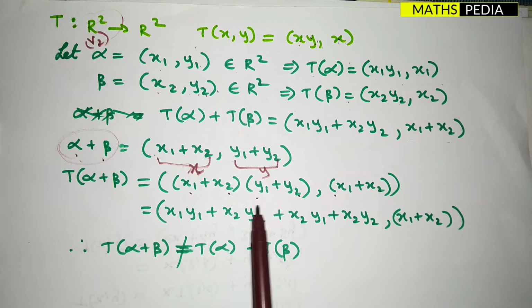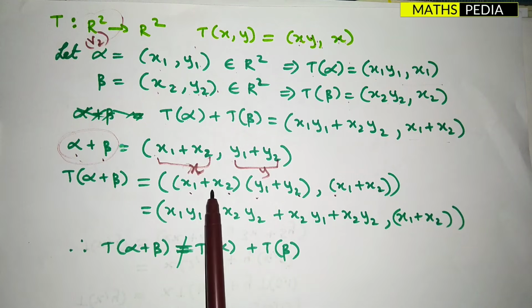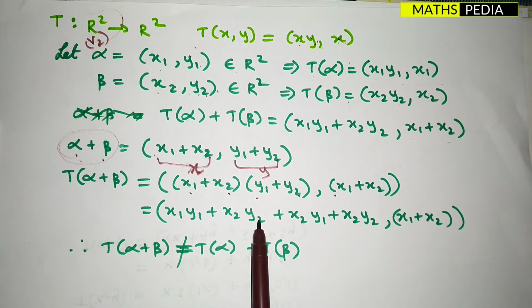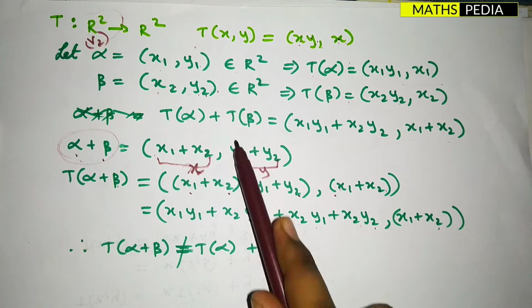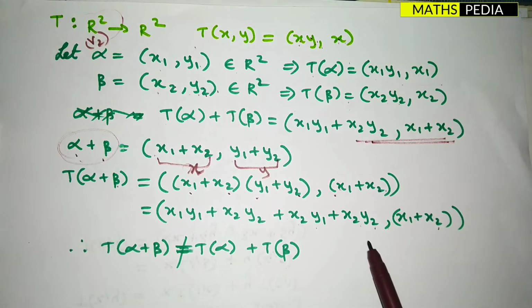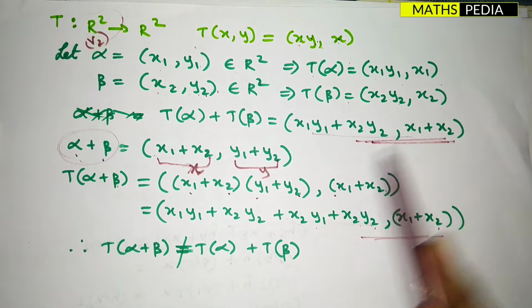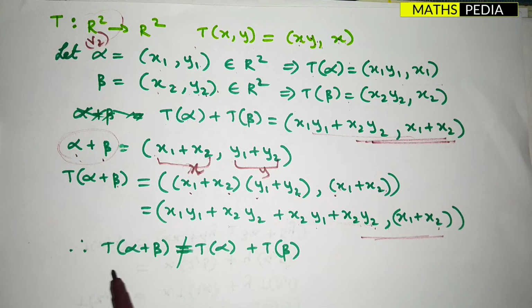Okay, now just simplifying this, just multiplication, expand the bracket: x1 y1 plus x2 y2 plus x2 y1 plus x1 y2 comma x1 plus x2. So you can observe that T of alpha plus beta is not the same as this. This is the LHS part, this is the RHS part. Even if I simplify this again and again, I won't get this part. So I can say that T of alpha plus beta is not equal to T of alpha plus T of beta. Therefore we can say the given T, I cannot call it a linear transformation. So no need to check for the second condition, it is not necessary, as I said.